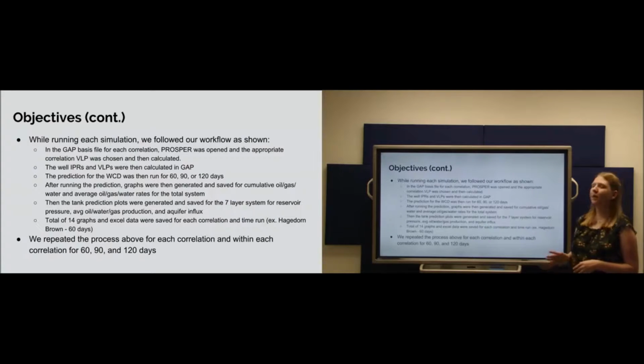Then we go into the tanks for the 7-layer system and generate plots for reservoir pressure, average oil and gas production, and such things. After we have a total of 14 graphs and Excel data for each correlation for each time step, at the end, after we run all of them through for each of the correlations and each of the times, we will compile certain graphs of all the correlations to compare and contrast, see how they correlate and see what's different.